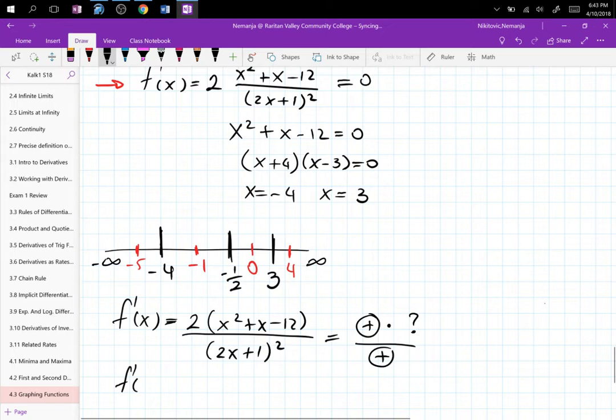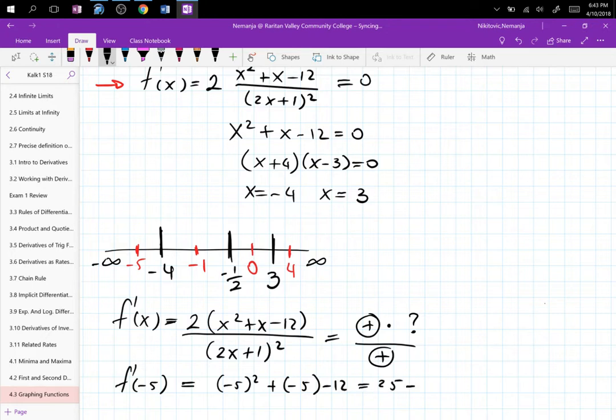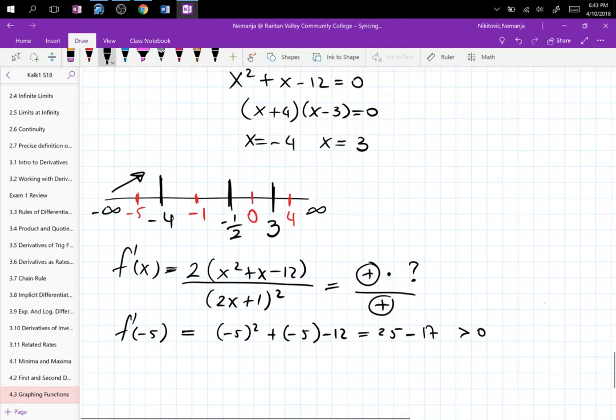So I have f prime at negative 5. All I need to compute is negative 5 squared plus negative 5 minus 12. That's 25 minus 17, and I know that's positive. I'm not even computing it. That's increase.